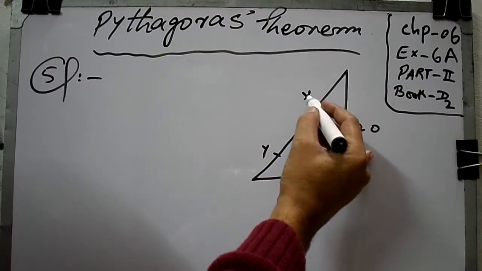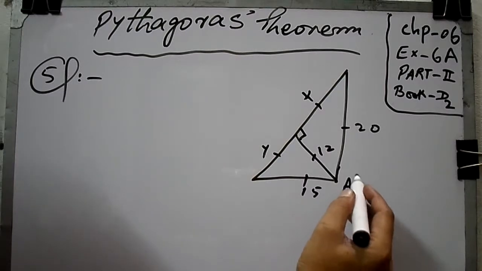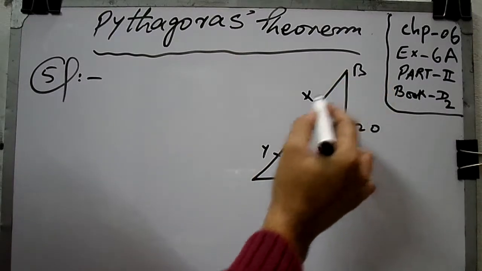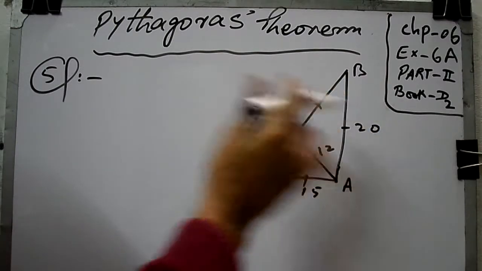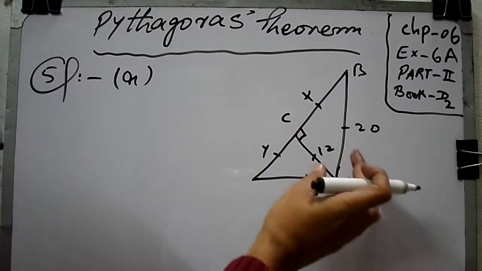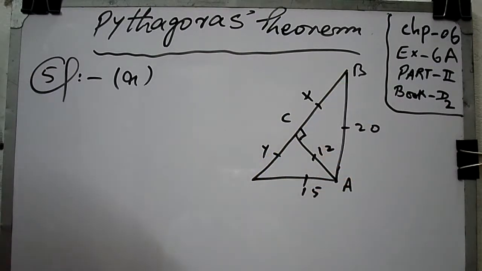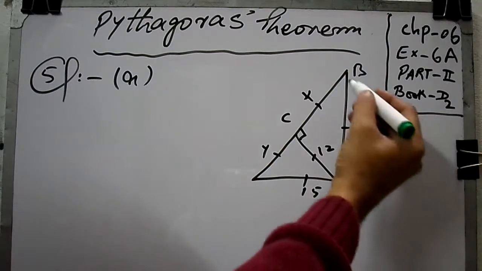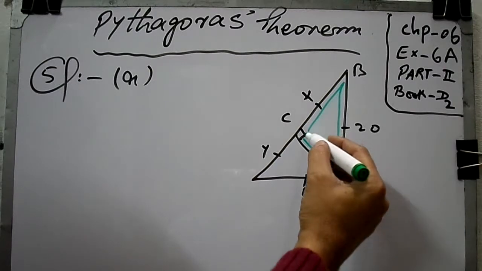First of all, we give names to the given triangle. For example, we can call the vertices A, B and C. So that is your first triangle. In part A we are going to solve part A. Now two sides are known to us, so we take this triangle because we have to find the third side.